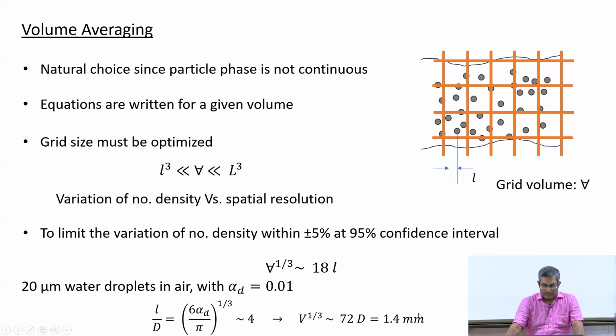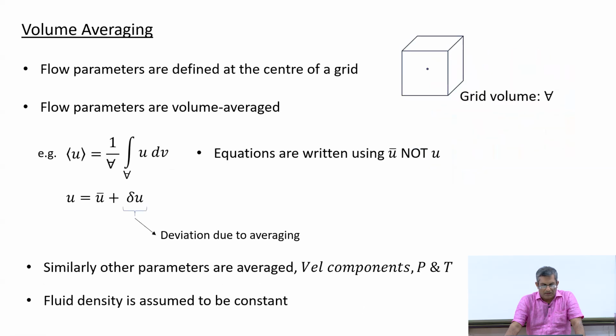So this restricts the level up to which you can resolve a flow. You cannot resolve the flow below this limit. Okay. So now, what is actually meant by volume averaging?